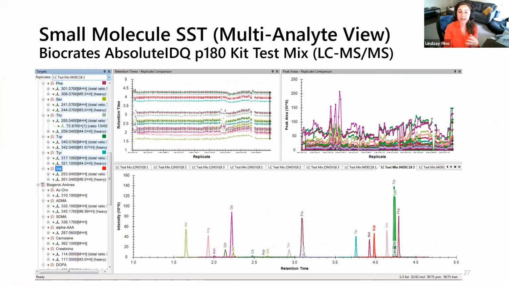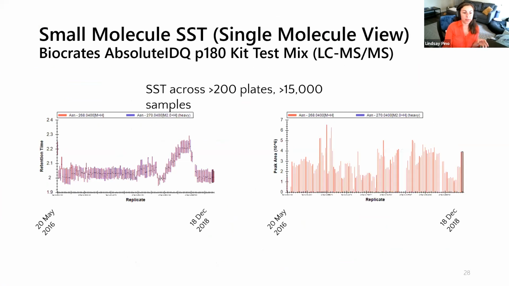This is an example of the exact same style document, but instead using standards for small molecules from a vendor, Biocrates. So this can be really powerful. You wouldn't expect retention time or peak area to change over time, but this is that longitudinal study that I told you about before. This is over 296 well plates worth of samples, so over 15,000 samples. And you can see between 2016 and 2018, the retention time is just totally rock solid. And then, something weird happened in the middle here.